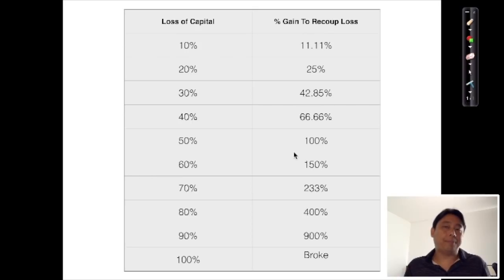So that means that the larger the fall in capital, or what we call the drawdown, the more difficult it is to make it back. So we always want to limit our risk of our portfolio to a maximum of 10%. So at the very most, if you're a really high risk taker, 20%, but not more than that.